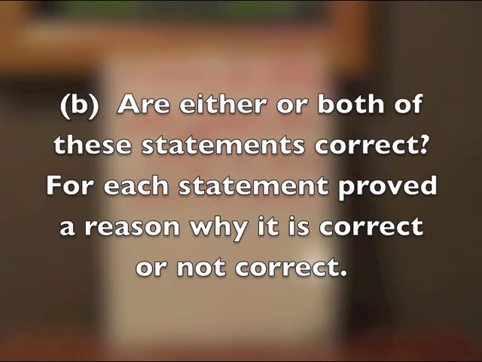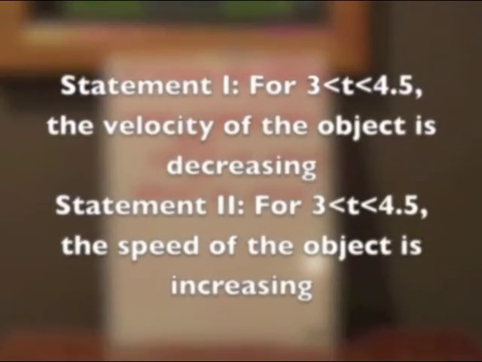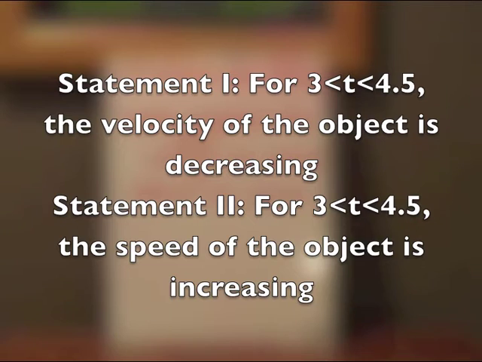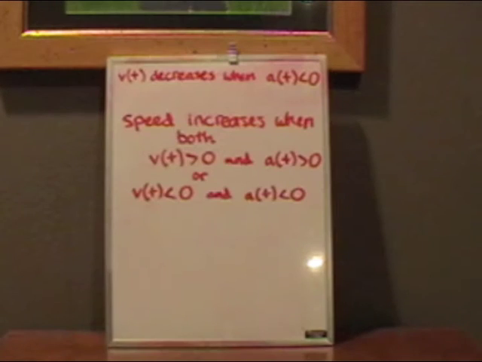Alright, now that we've answered part A, we're going to move on to part B. So part B asks us to find whether these two statements given to us are correct. And statement 1 says that from 3 to 4.5, the velocity of the object is decreasing. And statement 2 says that from 3 to 4.5, the speed of the object is increasing.